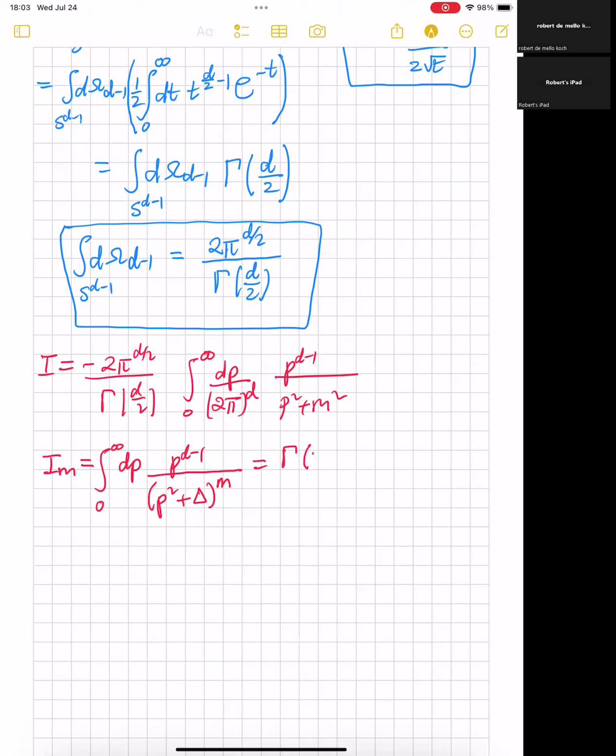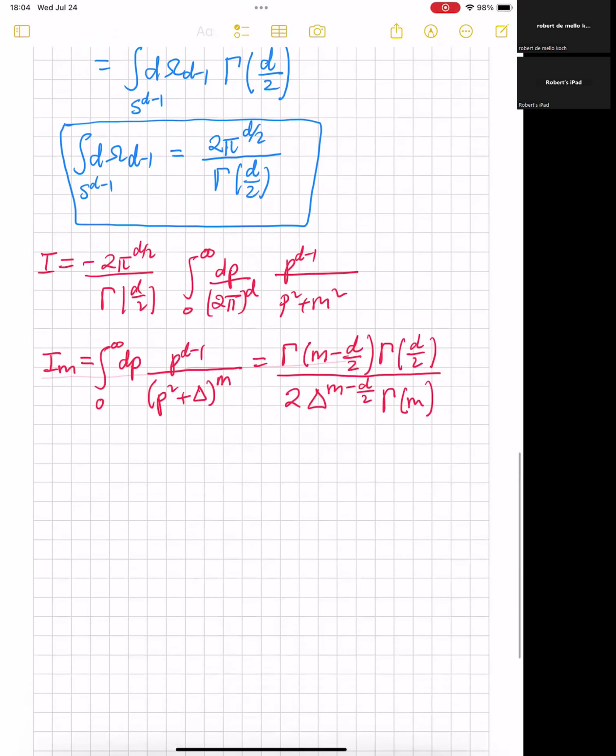This is gamma, the gamma function again, of m minus d over 2. Then we've got gamma of d over 2, divided by 2 to the delta to the m minus d over 2, and there's a gamma of m. Okay, so let's see how to do this. Let's start off with the integral dp, p to the d minus 1 over (p squared plus delta) to the m, from 0 to infinity. So that's the integral that we want to do.